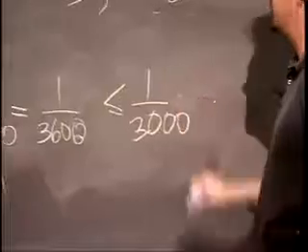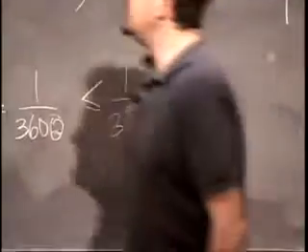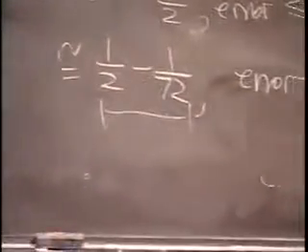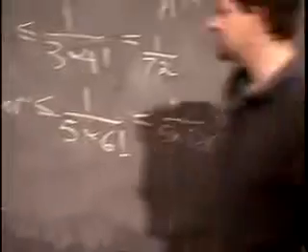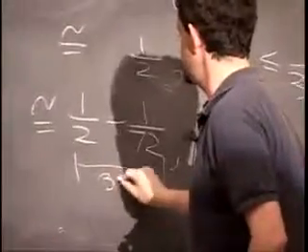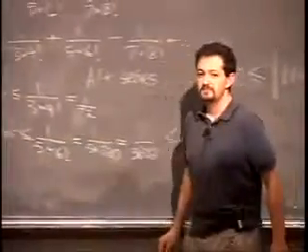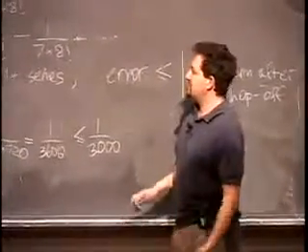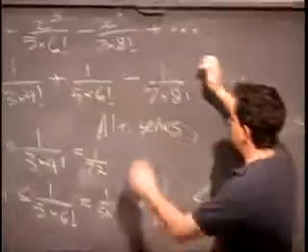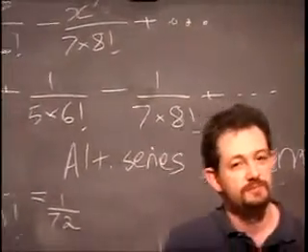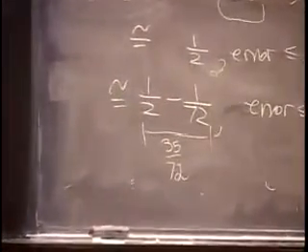It's less than 1 over 3000. So the estimate that I'm going to use is this one, 1/2 minus 1 over 72, which is 35 over 72. Okay, so actually, if I chop it off here, the error would be even smaller. 1 over 7 times 8 factorial would be the most. And so on. So the moral of the story is we have a different way of approximation.